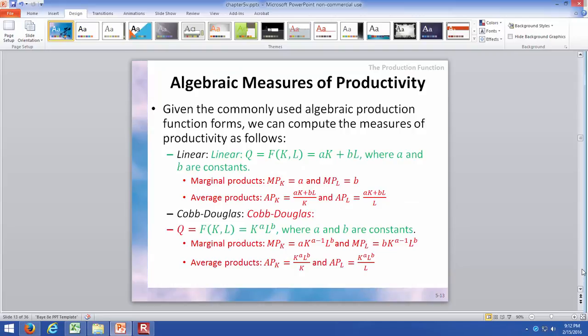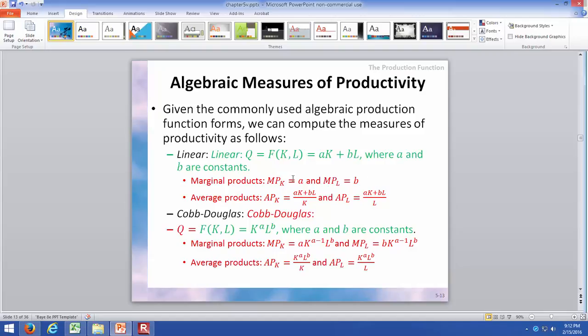Okay. Now let's look at the algebraic measures of productivity. So for the linear function, that is F(K,L) given by AK plus BL, where A and B are constants, what is the marginal product of capital and what is the marginal product of labor?